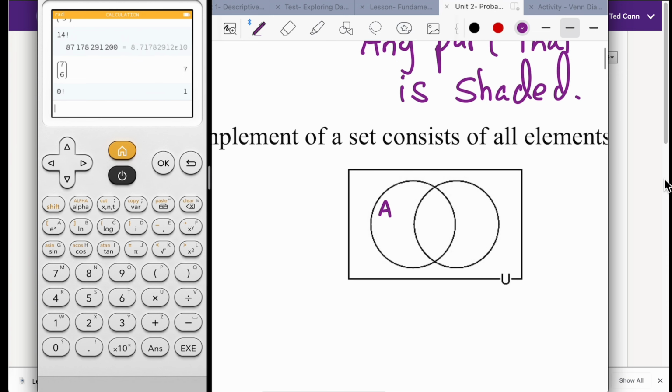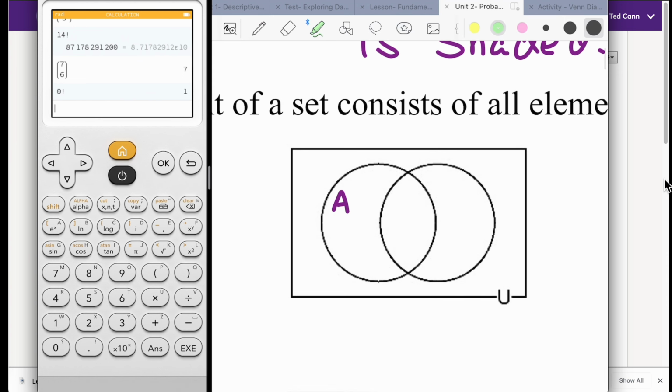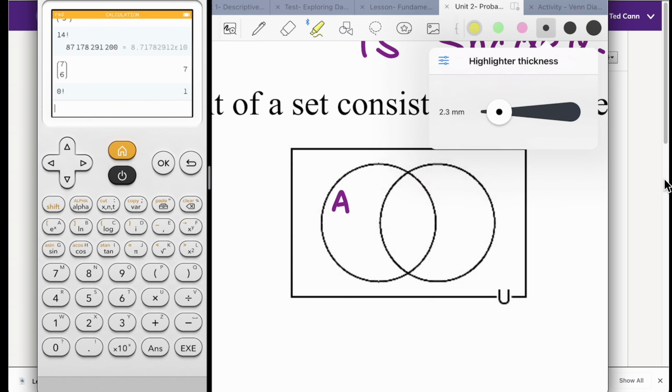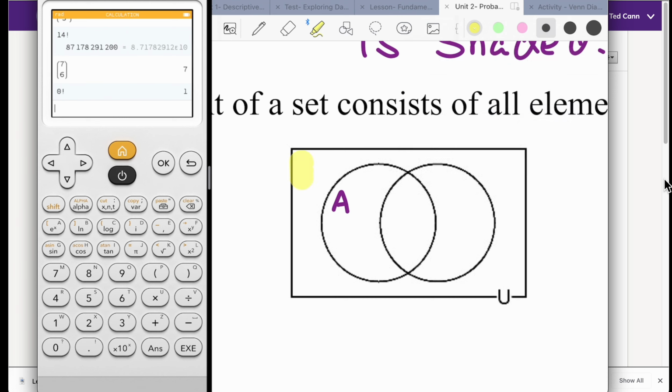All right. So in terms of the shading, I wouldn't just shade outside of A and inside of this part here. I'd shade outside of A in total. So let me just. So all of this. Oh, I need this too. Yeah.